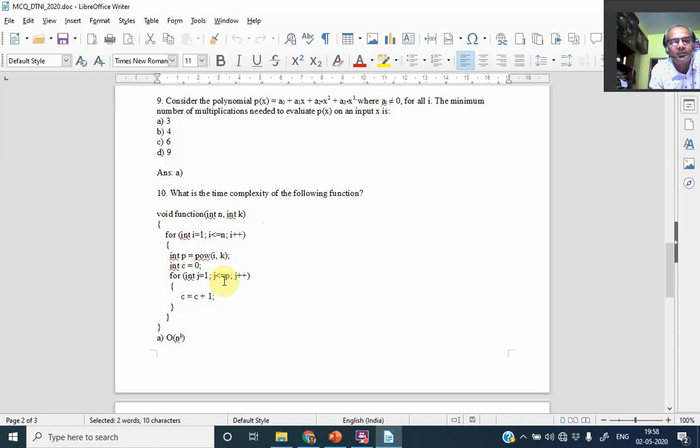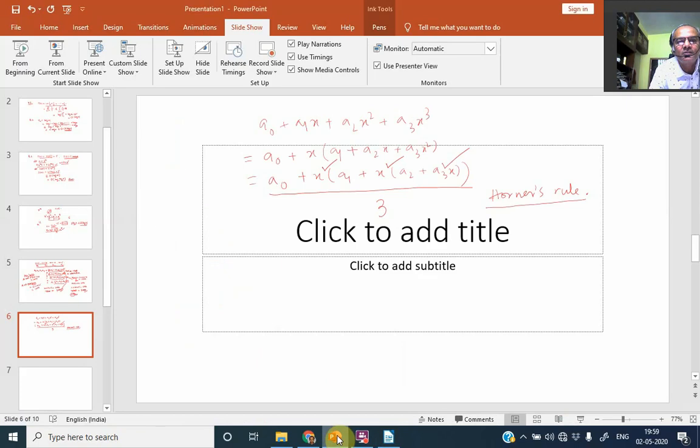Am I clear? That means when i is equal to 1, it will run to 1 square. If it is 2, it will run to 2 square. Then ultimately when i is equal to n, it will run to n square. Then how many times will it be running? The total running time is basically 1 square plus 2 square plus 3 square up to n square, right? What is the summation of this thing? Can anyone tell me?